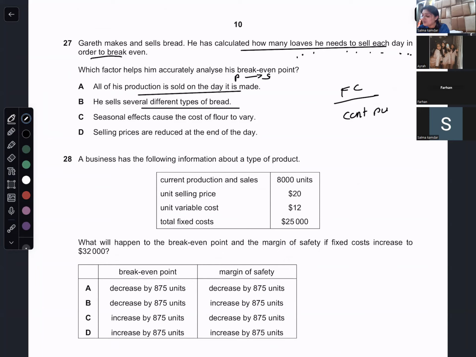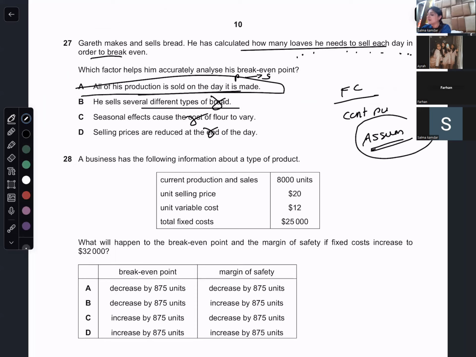He sells different types of bread. Will that help you analyze the break-even point? No. Seasons? No. And reducing the selling price? No. Even this is not going to accurately help you, but if you look at the assumptions of break-even point, it assumes in marginal costing all units produced are equal to units sold. So the answer is going to be A.